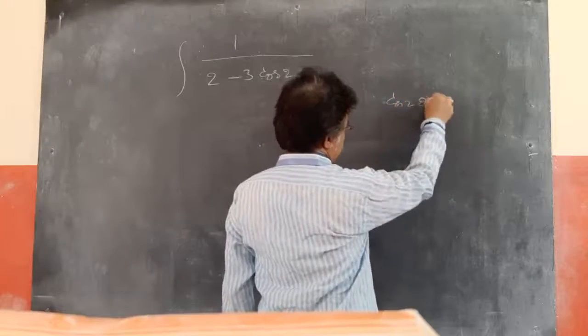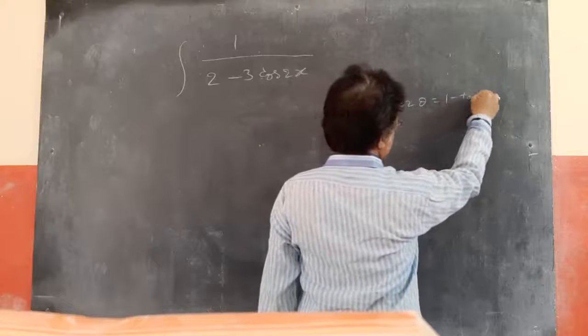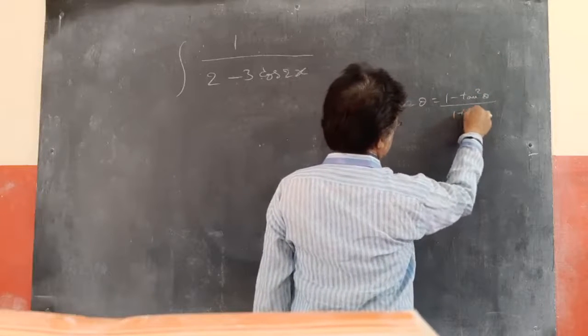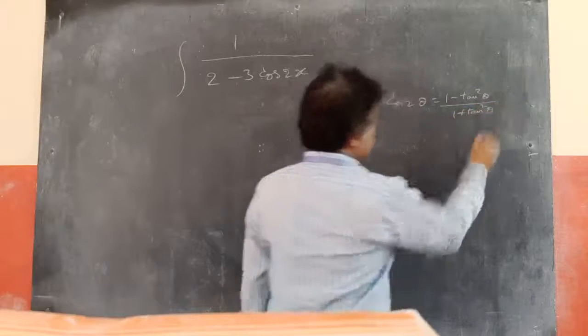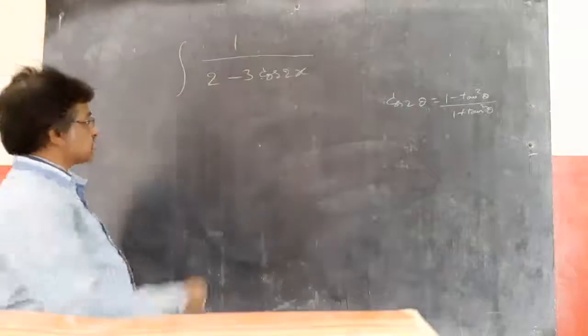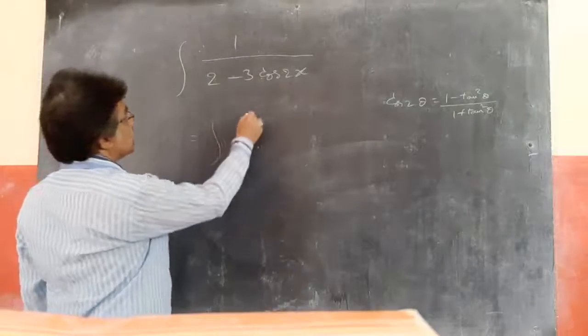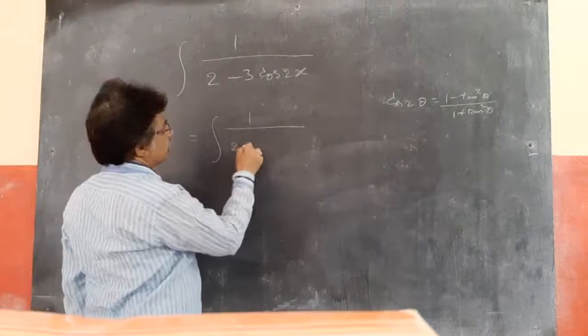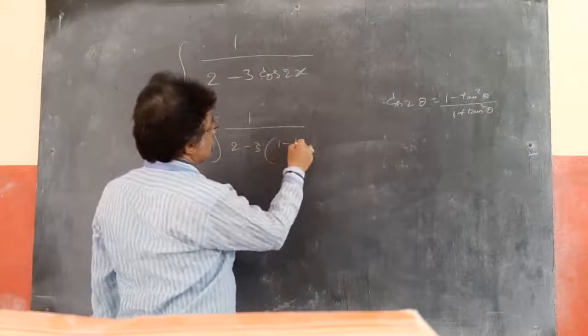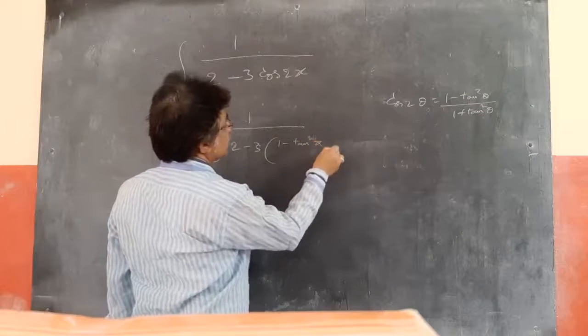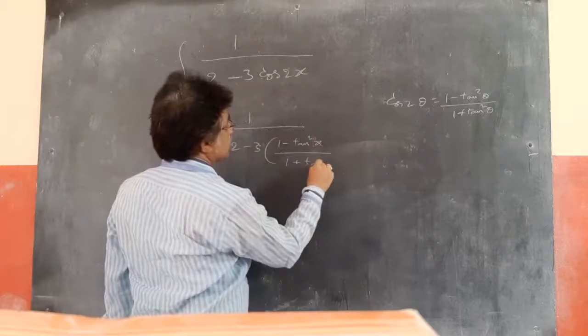You know that cos 2 theta is 1 minus tan square theta by 1 plus tan square theta. Means we can write integral of 1 by 2 minus 3 into 1 minus tan square x by 1 plus tan square x dx.